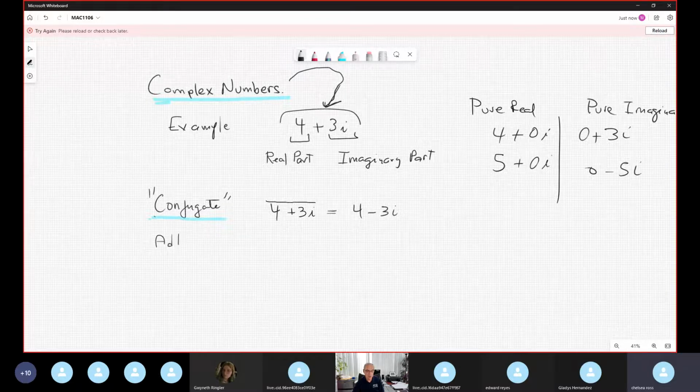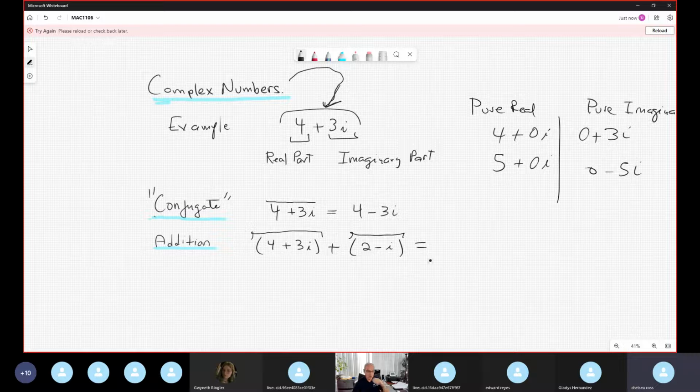Now let's do arithmetic operations: addition, subtraction, multiplication, and division. Addition first, it's easy. For example, 4 plus 3i, plus 2 minus i. We have two complex numbers. This is the first complex number, this is the second complex number. You put them together using addition. You remove the parentheses, 4 plus 3i plus 2 minus i, and we combine like terms. Real, real, imaginary, imaginary. 4 plus 2 is 6. 3i minus 1i is 2i. Boom, final answer.